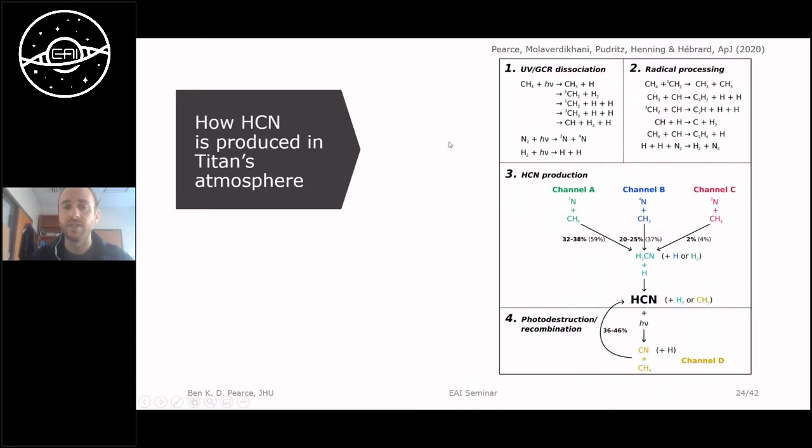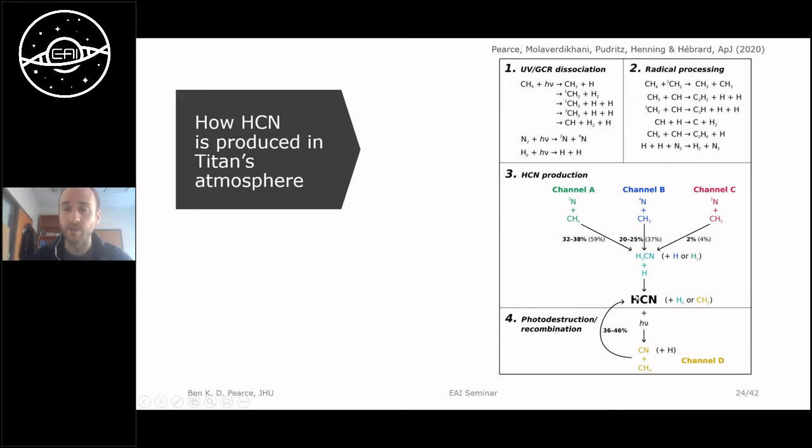All right, so reducing the network to 19 reactions allows us to analyze those reactions and tell a story of how hydrogen cyanide is produced, and I'll tell you that story now. It begins with ultraviolet and galactic cosmic ray dissociation of the primary species in the atmosphere to produce reactive radicals. Those reactive radicals are processed, and then hydrogen cyanide is produced along 3 main channels, which are nitrogen atoms, either in the excited state or the ground state, reacting with methane or CH3.